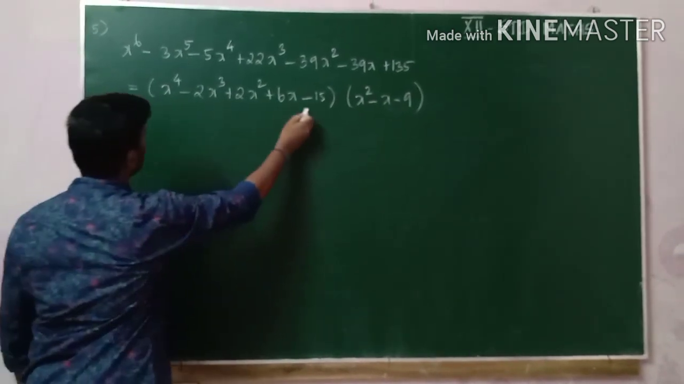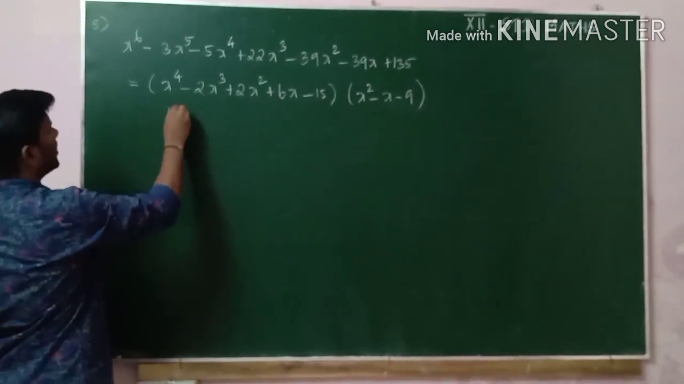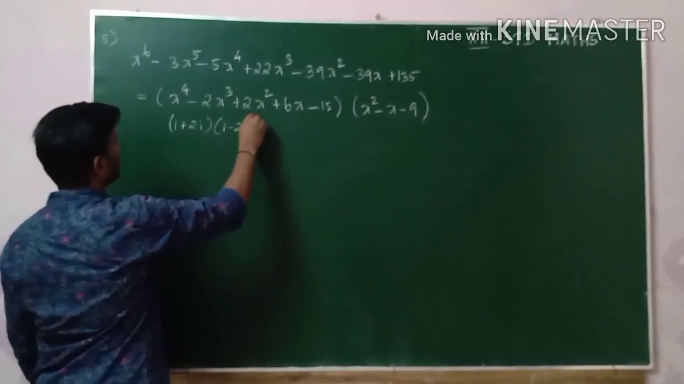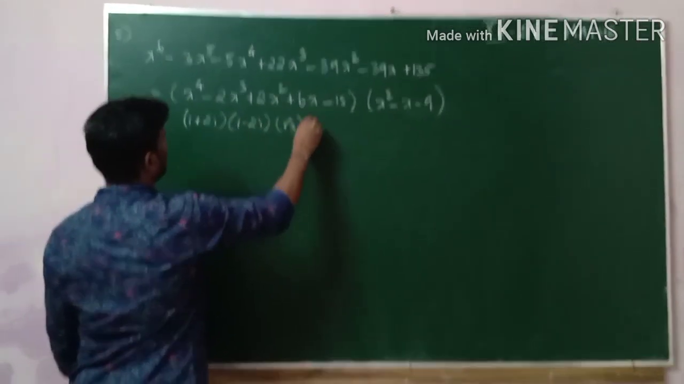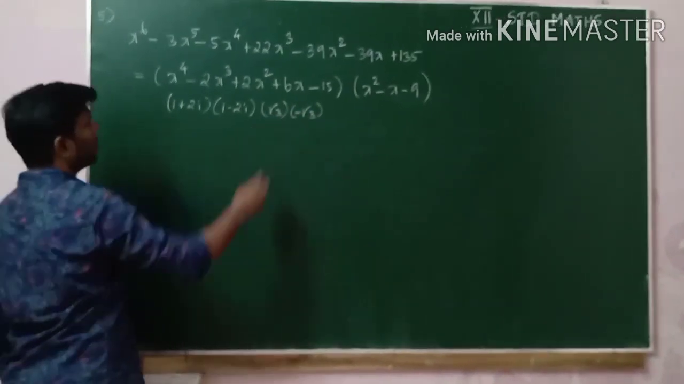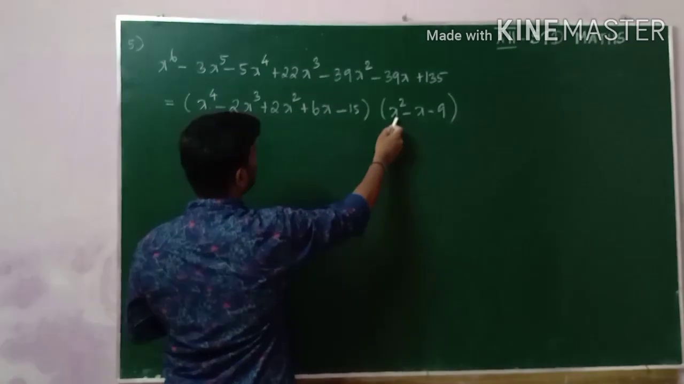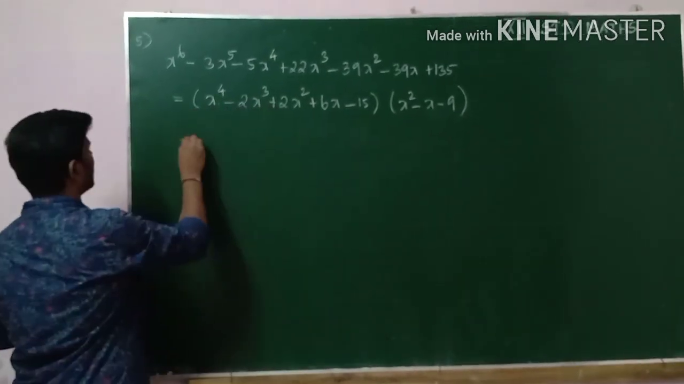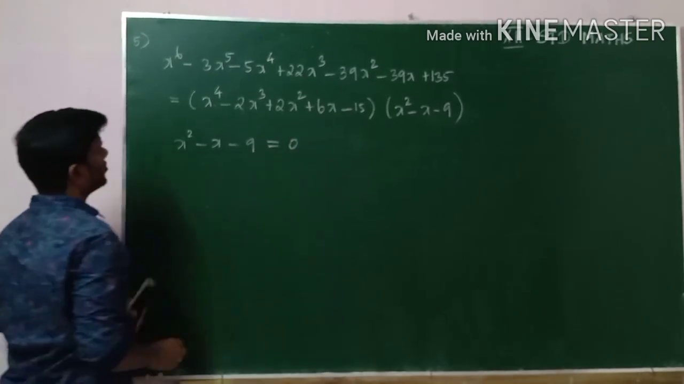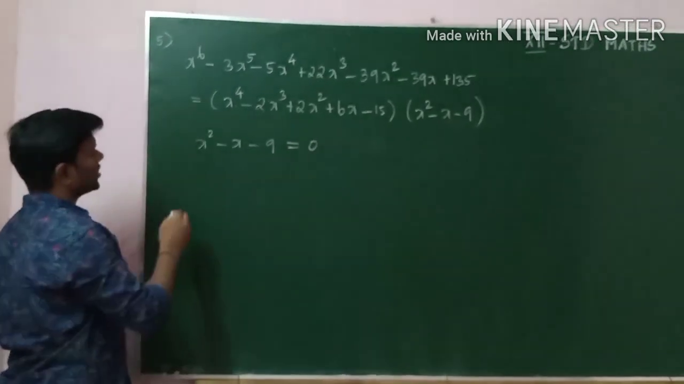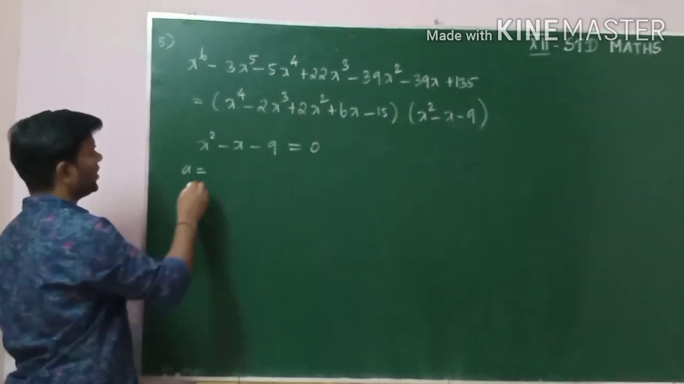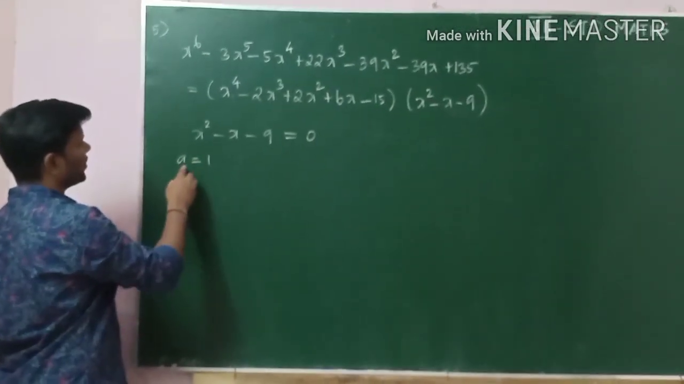So for this polynomial equation of degree 4 we have found the roots: 1 plus 2i, 1 minus 2i, square root of 3 and minus square root of 3. So still we have to find two more roots. The two roots we can find from this quadratic equation, x square minus x minus 9 equal to 0. So we can use the quadratic formula. To use the quadratic formula, we need the value of a. A is the coefficient of x square, which is 1.